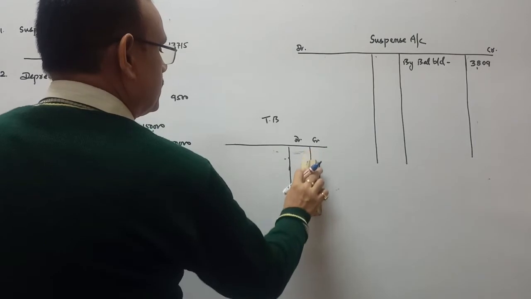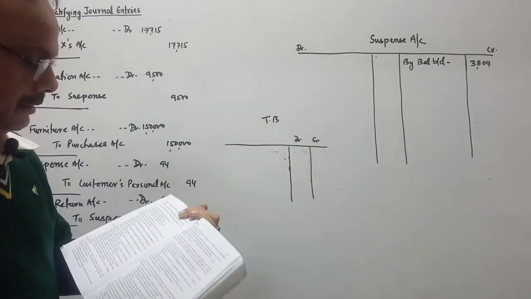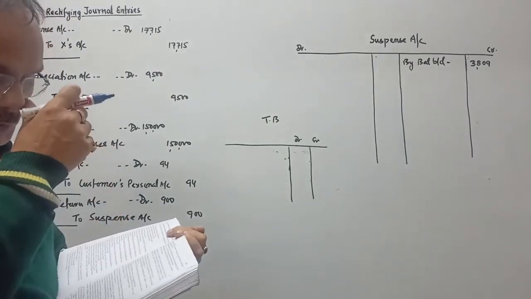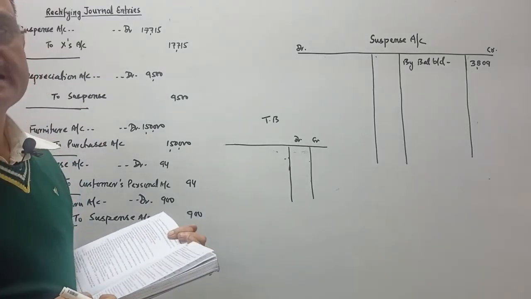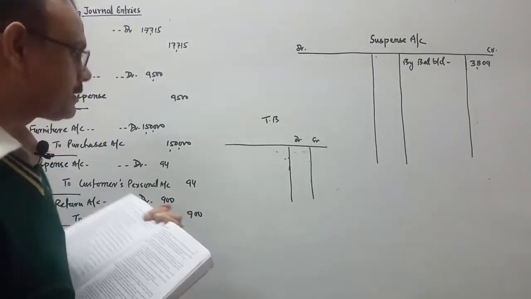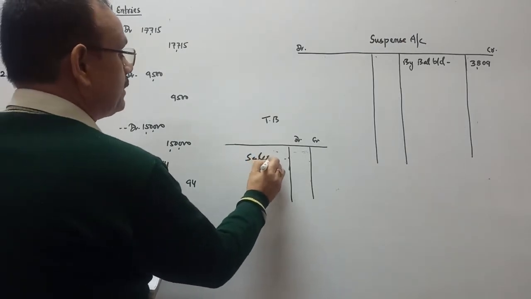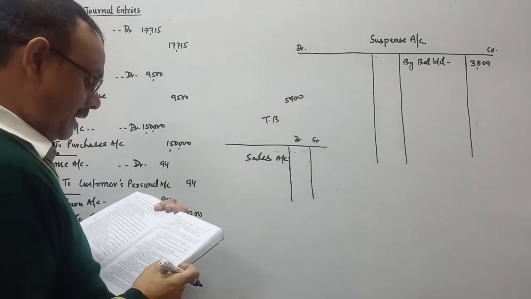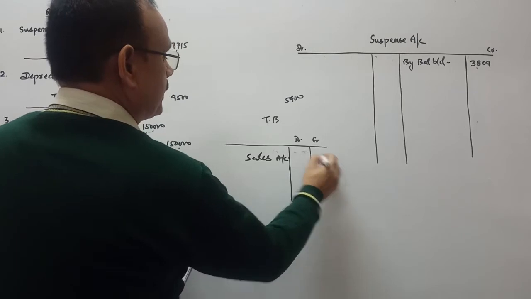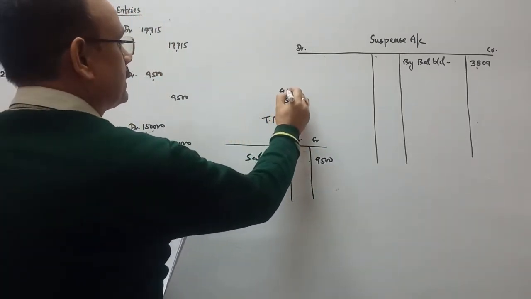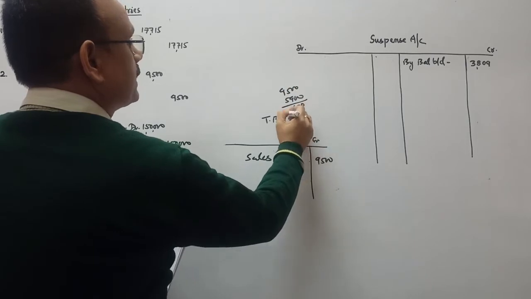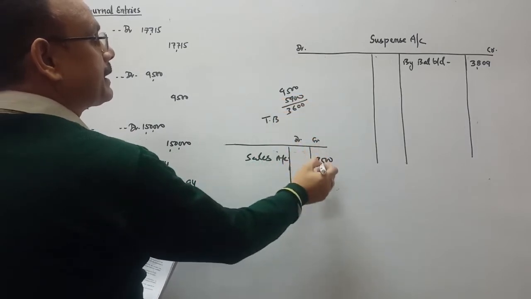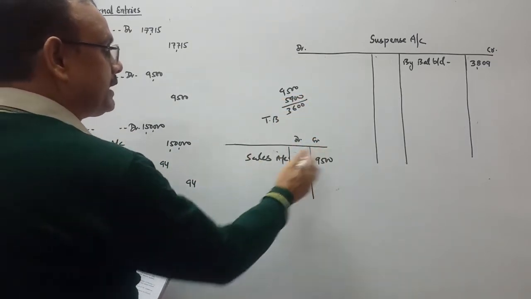Now see the sixth transactions. Error number 6. An item of sale of 5,900 was posted as 9,500 in the sales account. So this should be posted 5,900, and it was posted 9,500. It means we have posted more amount in the credit side. How much? 3,600 excess amount we have posted in the credit side.